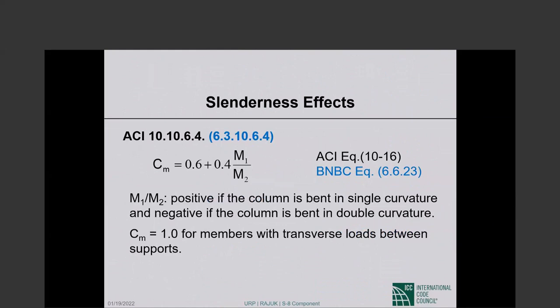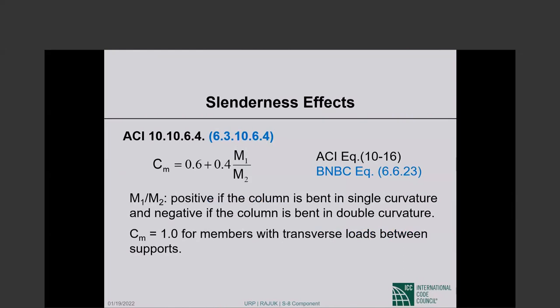0.6 plus 0.4 M sub 1 over M sub 2. M sub 1, remember, smaller of the end moments. M sub 2 is the larger of the end moments. M sub 1 over M sub 2, the ratio, once again, is positive if the column is bent in single curvature. It is negative if the column is bent in double curvature.